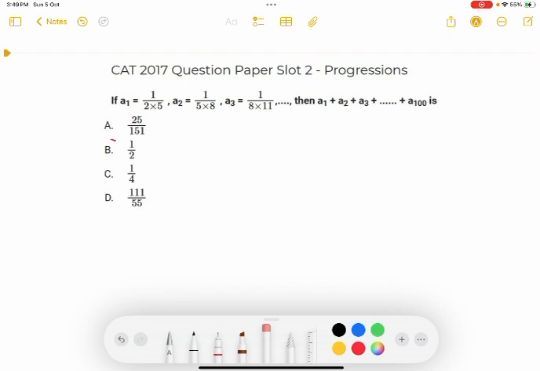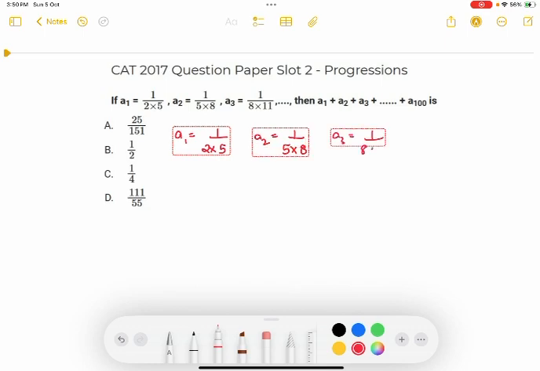If you haven't solved these types of series, it would be difficult for you to understand this in the exam. But if you have already solved this, then it's not a big deal to solve it in the exam again. So I'll just explain the concept behind this. We know that a1 is given as 1 upon 2 into 5, and a2 is given as 1 upon 5 into 8. Similarly, a3 is given as 1 upon 8 into 11.